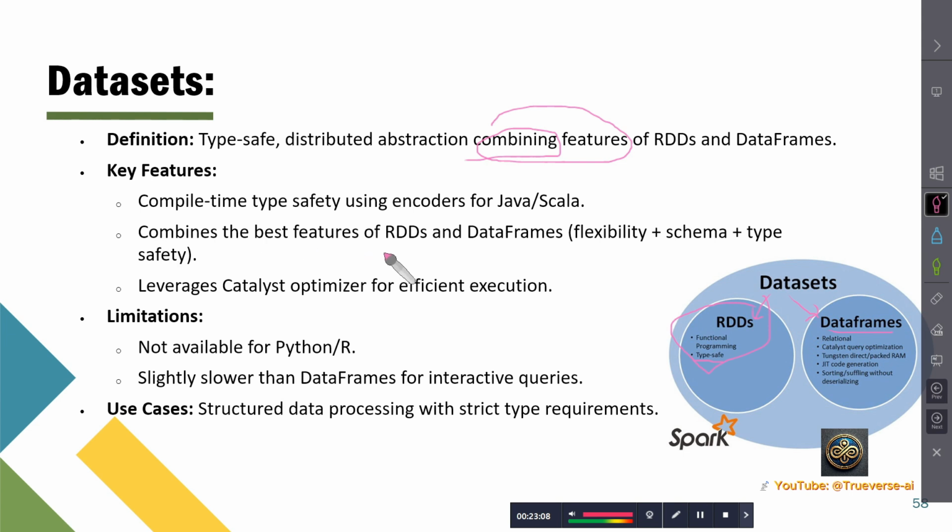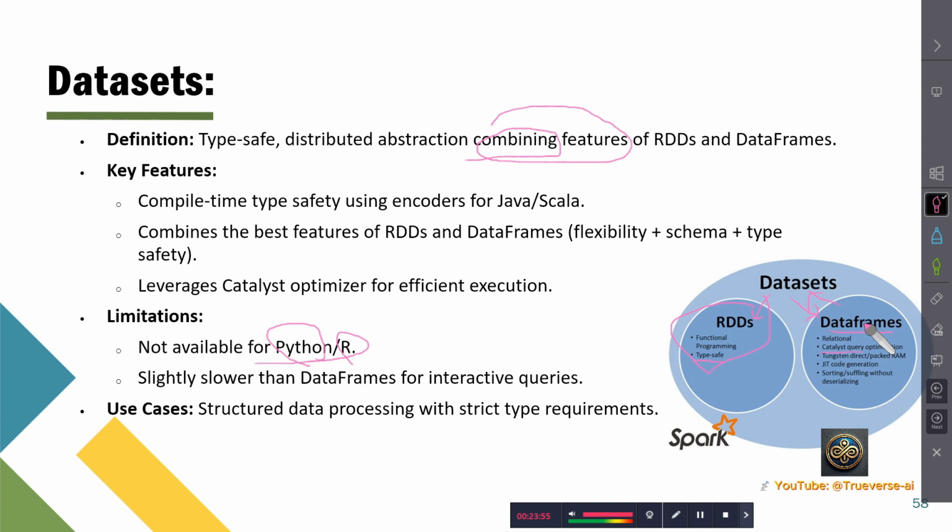Combined best feature for RDD, we already talked about. We also talked about the Catalyst optimizer, because the Catalyst optimizer already defined in the data frame will be transferred for data set. There is still some limitation for data sets that is not available for Python and R. So this is the limitation for now. A little bit slower than data frame, because combining RDD together is a little bit slower.